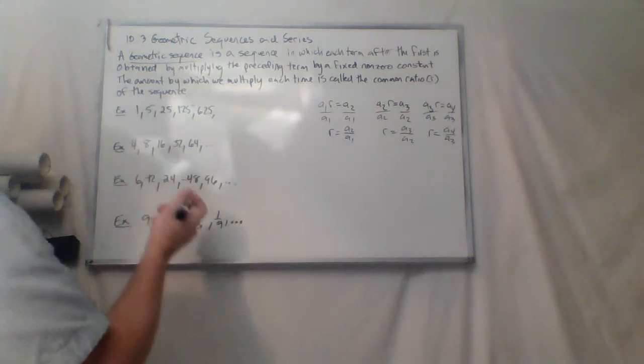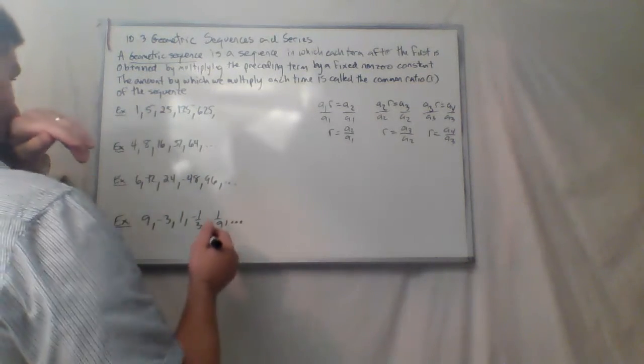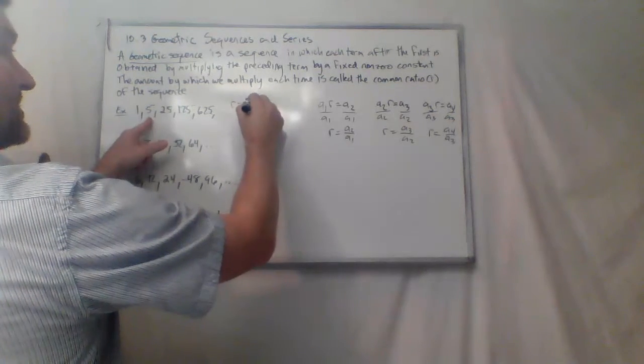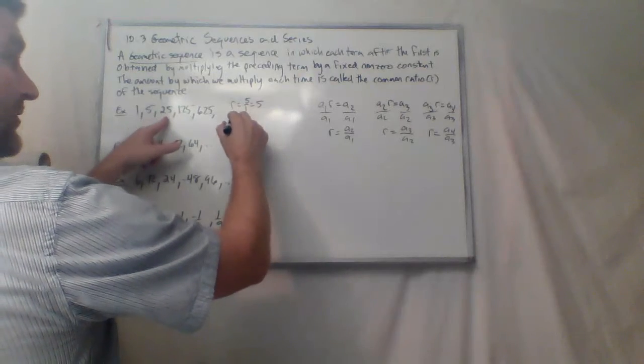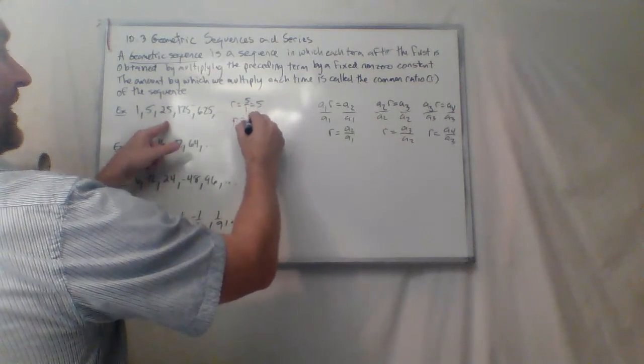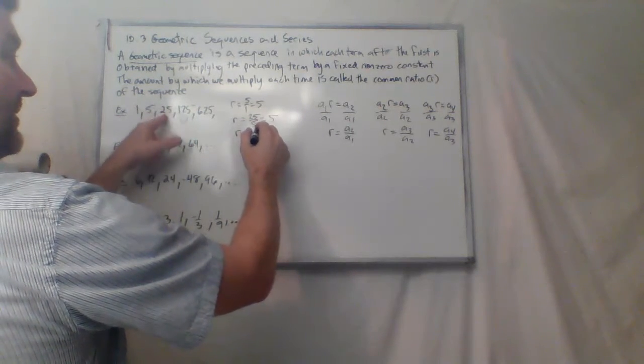So if I wanted to find r here, now you probably could tell that r is 5, but you take the second term, which is 5, and divide it by the first, and that's 5. You take the third term, divide it by the previous term, 25 divided by 5 is 5. And I take the fourth term and divide it by the third term.